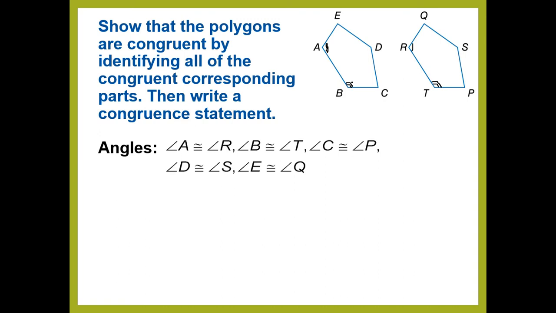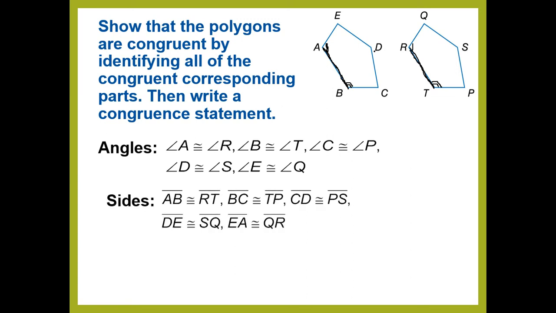Once we have our corresponding angles, we can go back and look at our figure again and say we have side AB, kind of on the bottom left side of our polygon here. So which one is the bottom left side of this polygon? It's going to be side RT. Again, we can work around our shape, looking at all the different sides, and create our corresponding sides statements. So they will be as follows.